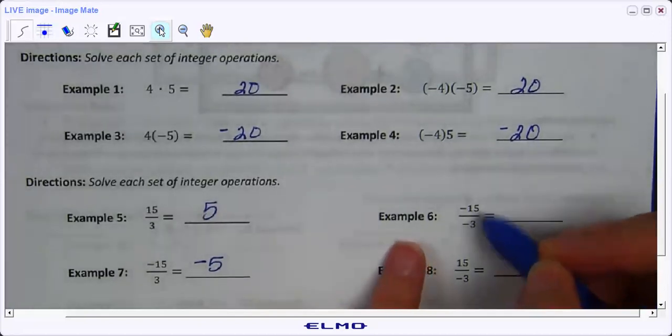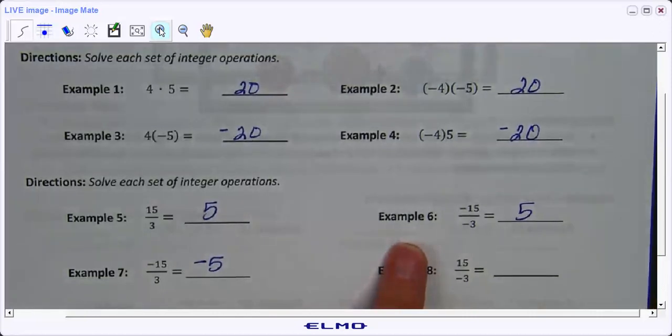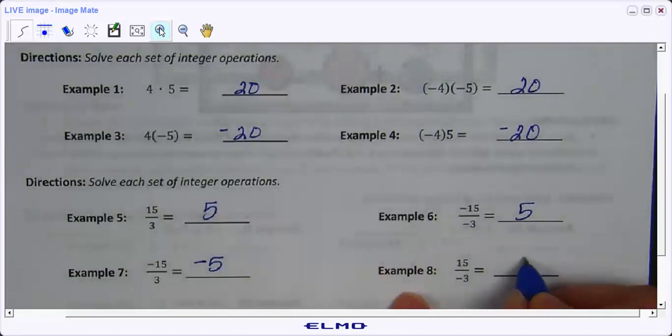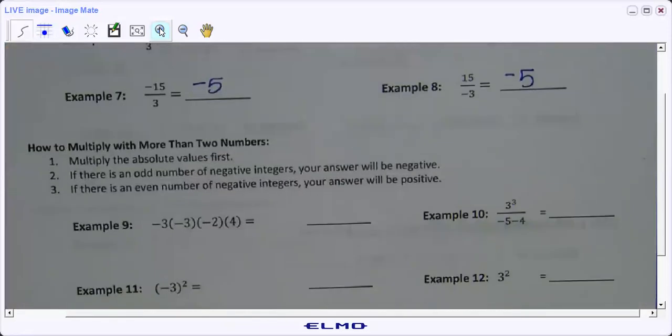Okay, number 6, 15 divided by 3 is 5. Both signs are the same, so it stays positive. 15 divided by 3 is 5. My signs are different, so it's negative. Any questions? All right, let's go down to where we have multiple operations. Okay. Example 9.